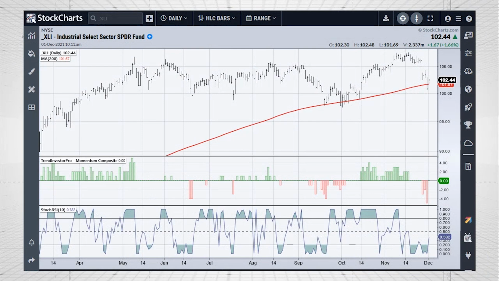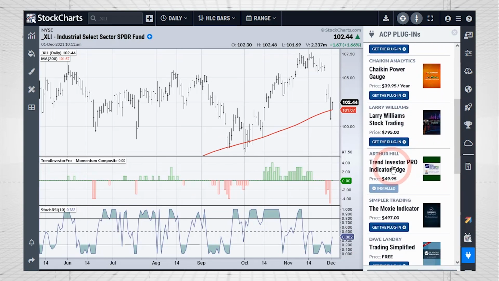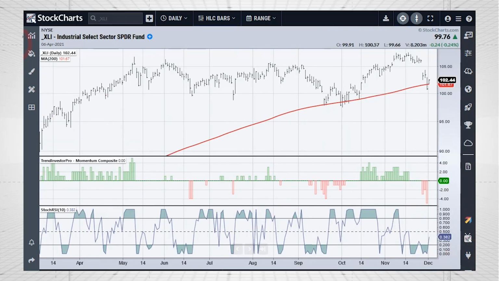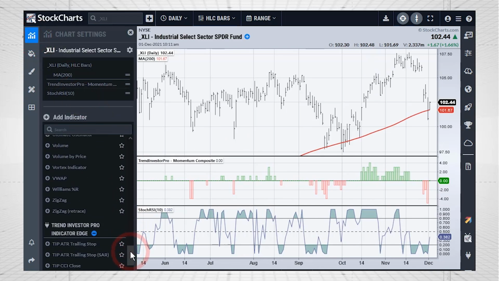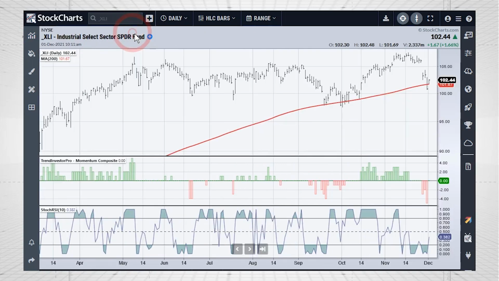So one of the indicators, or the main indicator that I'm using to identify short-term oversold conditions in a bigger uptrend is the momentum composite. And this is part of the Trend Investor Pro Indicator Edge plugin. If you go down to the bottom right of the StockCharts ACP page, you see plugins, and you click on plugins, and there you can find out more about the Trend Investor Pro Indicator Edge plugin. There are 11 indicators available. So over on the left, I went down and I've got the momentum composite selected here. And I've also got Stoch RSI, and these work in tandem.